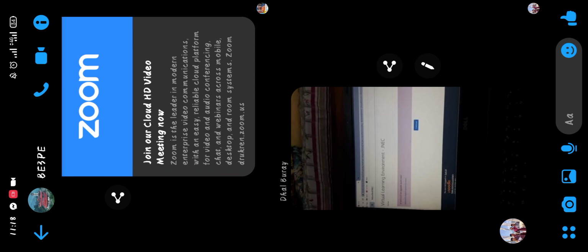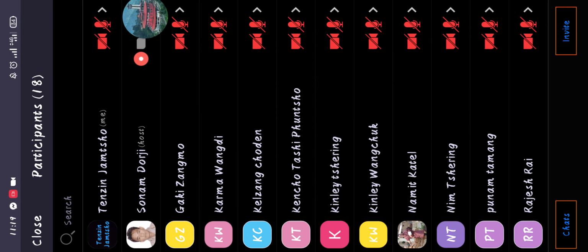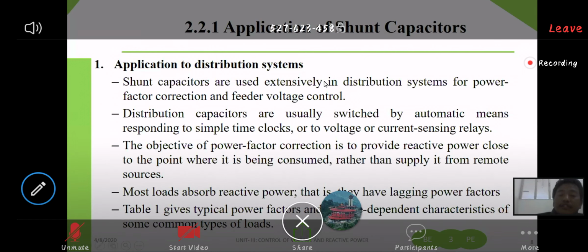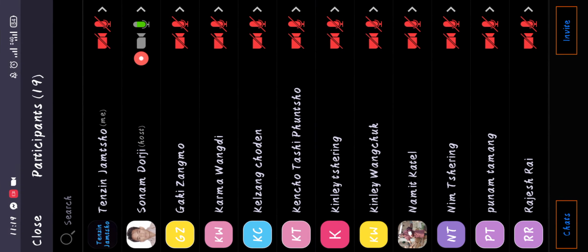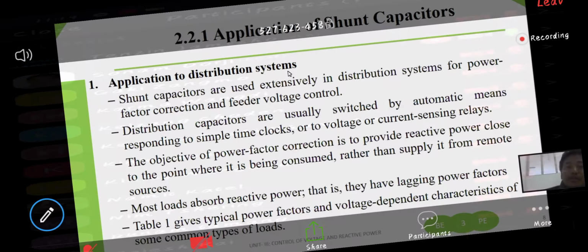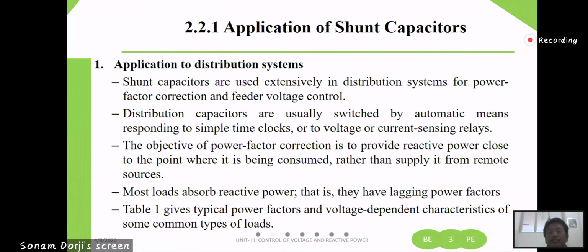So basically there are two applications of shunt capacitors. The first one is application to the distribution system. We call it a distribution system, for example an 11 kV feeder, and all of that falls under the distribution system. Another application is to the transmission system. Now, in the distribution system, how will we use the shunt capacitor to control the voltage? Most of the time this shunt capacitor is extensively used generally in the distribution system, but it is also used in the transmission system. But now let's see how we use it in the distribution system.